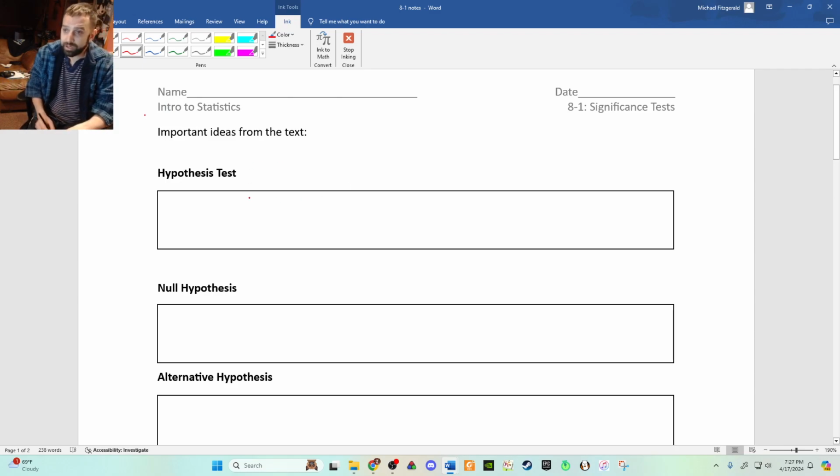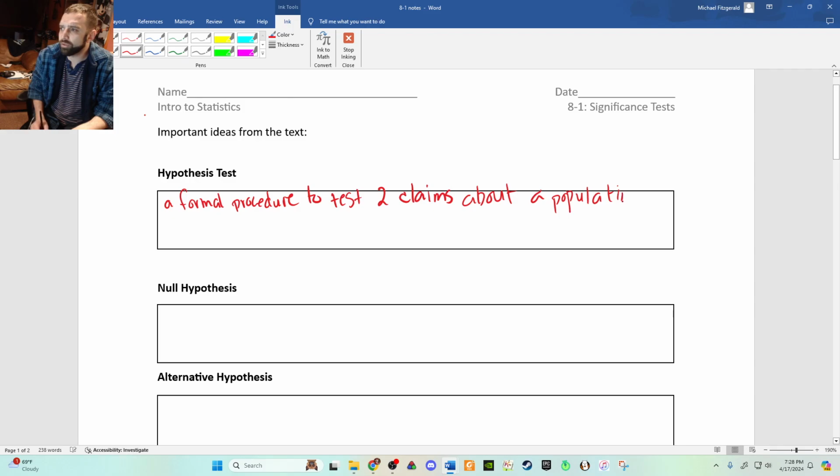We're going to be talking about a hypothesis test, which is a formal procedure to test two claims about a population. We're going to see a lot of similarities with the previous two units with confidence intervals and sampling distributions. Let's proceed.